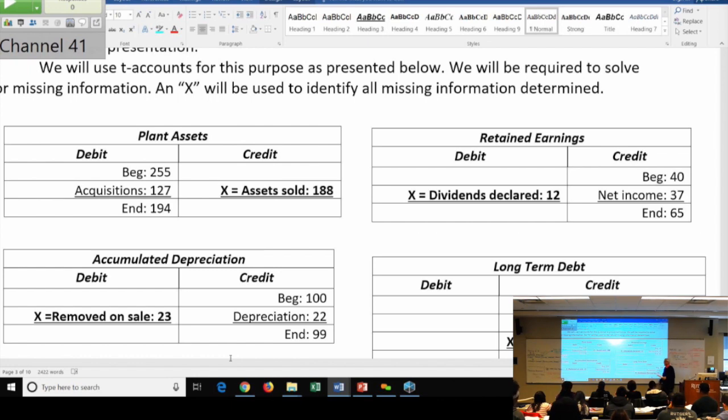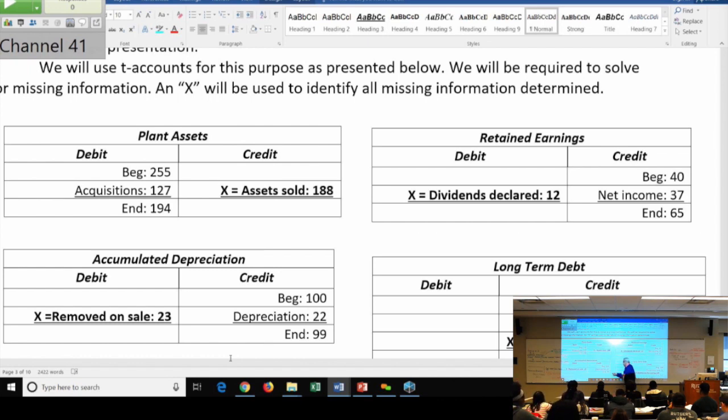The balance sheet doesn't balance. I mean, the T account doesn't balance. So I must have sold equipment for 188. That's the plug, because this would not balance out unless you had 188 sold. Now we know the equipment is sold.